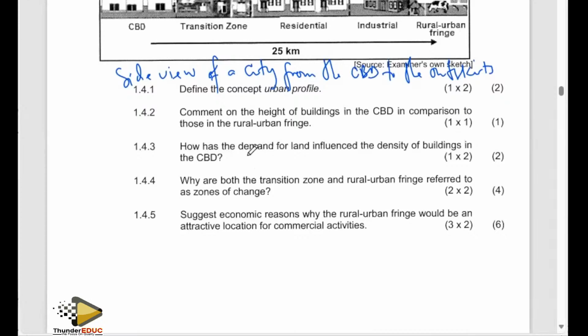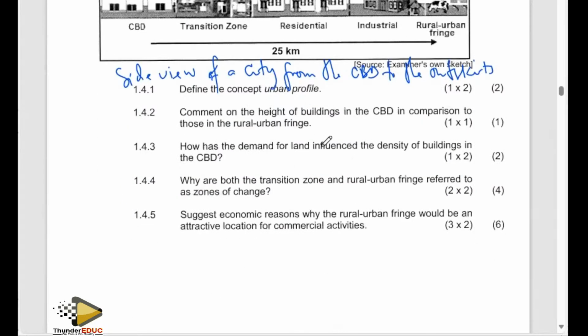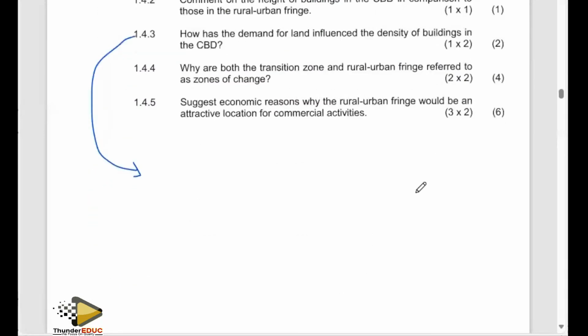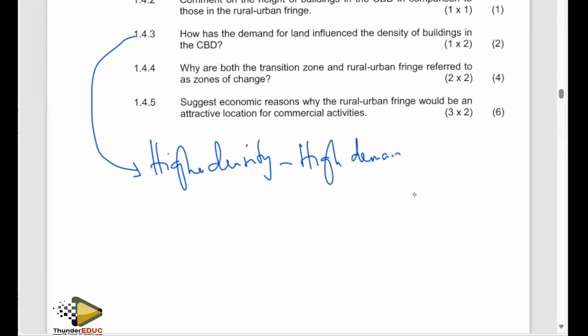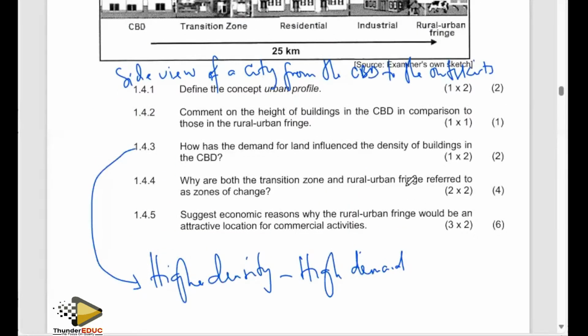Right. Then we come here. How has the demand for land influenced the density of buildings in the CBD? The density of buildings in the CBD based on the demand for land. That is what we are trying to convey there. How is the density against the demand for land? In the CBD, there's high density. The buildings are of high density, meaning the buildings are just close to each other. Why are they close? There's no more space. There's high demand for land. So the buildings have high density in the CBD.